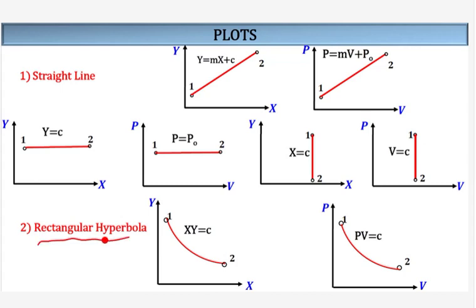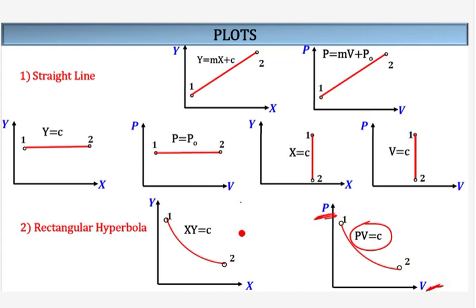Okay, now there is one more process which is a hyperbolic process. We'll see. If xy equals to constant, we can represent it like this in xy coordinates. So if I compare pv equals to constant like this only, in the pv plot I will have a similar graph like this. So this represents a hyperbolic process, or in other way, for ideal gas it represents an isothermal process also. Okay, so in pv plot we can show it like this.